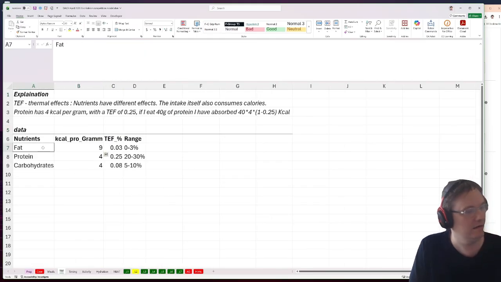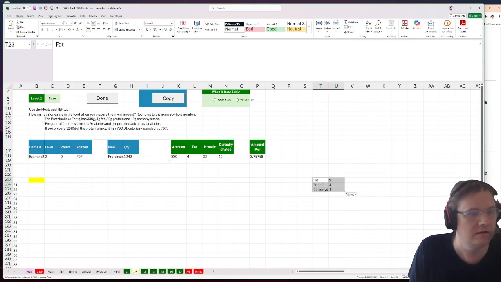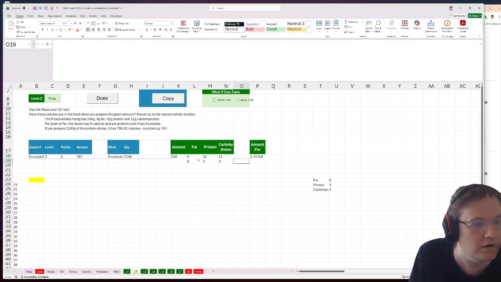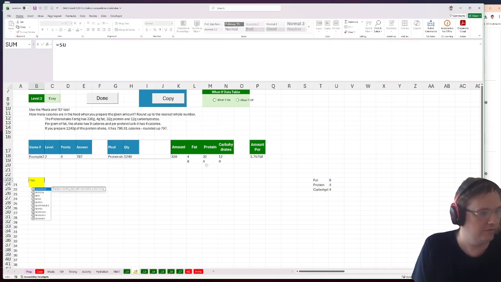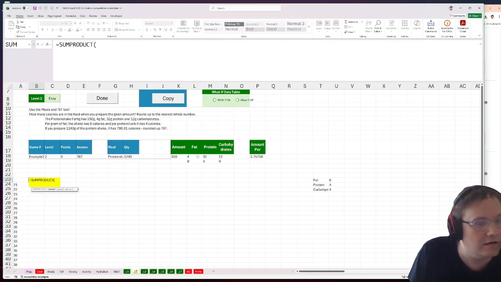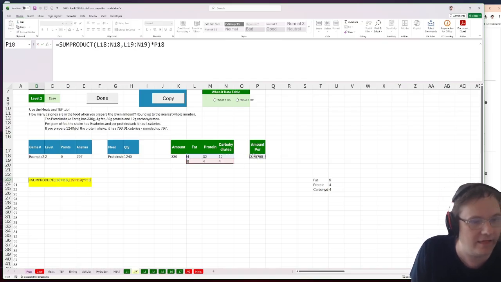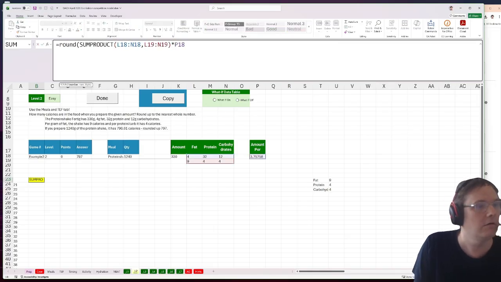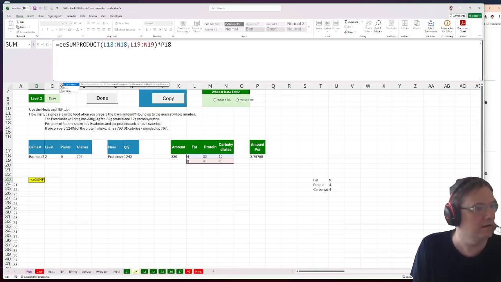Okay, fat, protein, carbohydrates is 9, 4, and 4. And then the amount, so some product of this, this, and that. Round up to the nearest whole number, ceiling round.